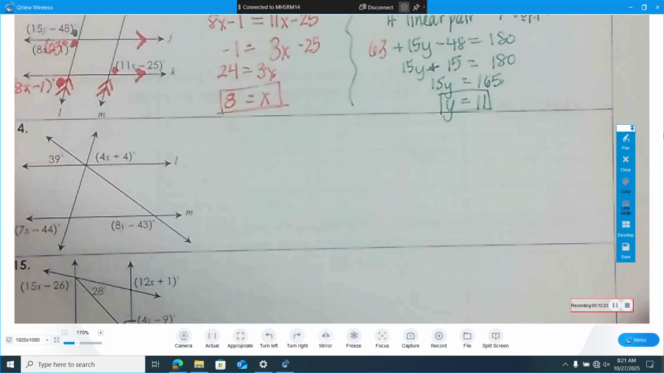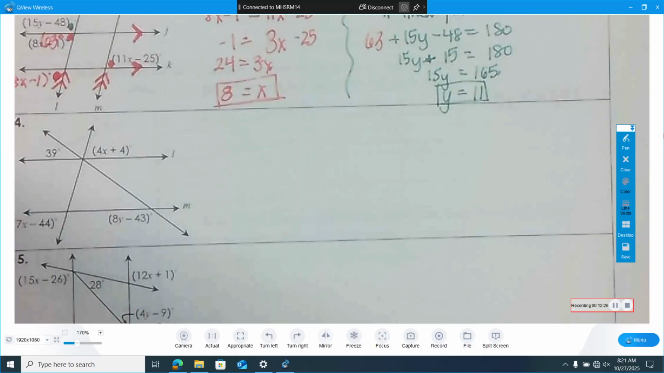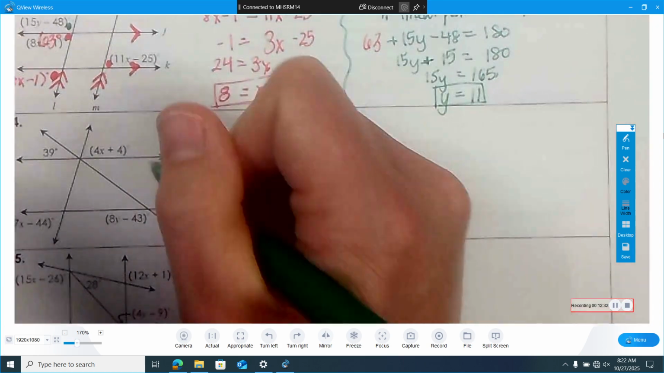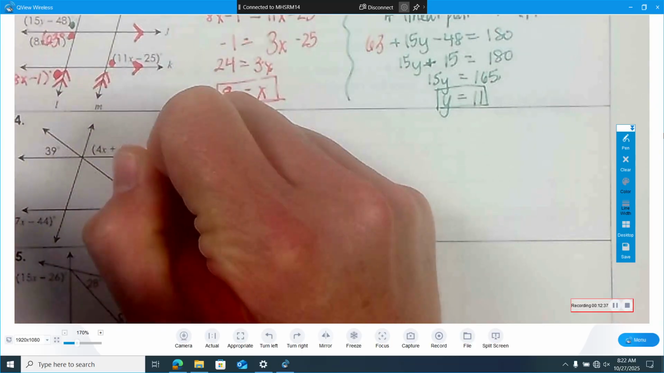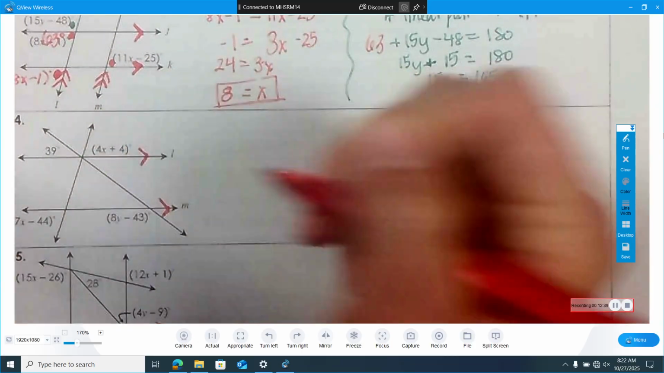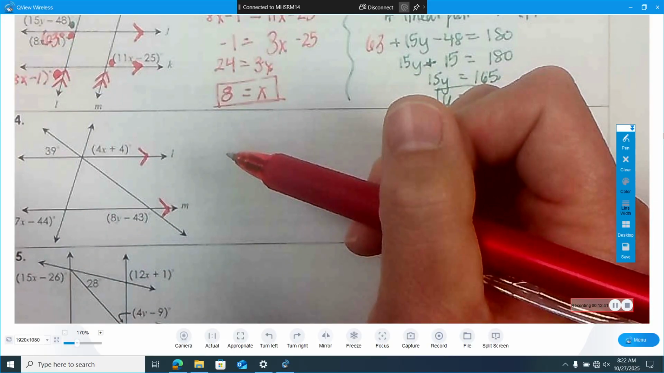Okay, all right. Number 14. So here we have number 14. Let's look. We know that L is parallel to M. So we have two parallel lines.